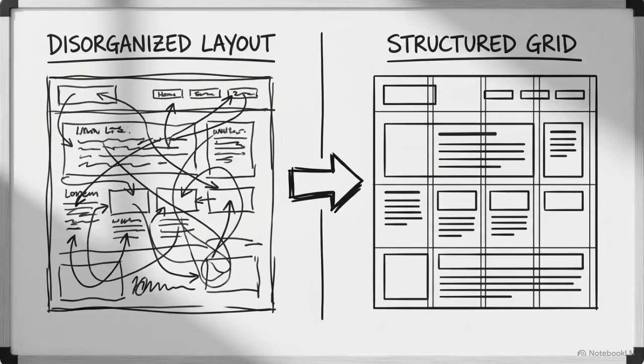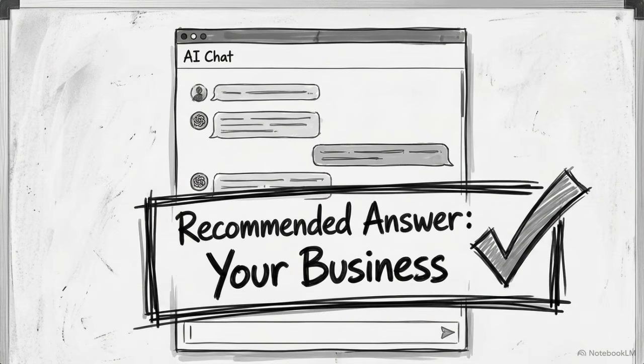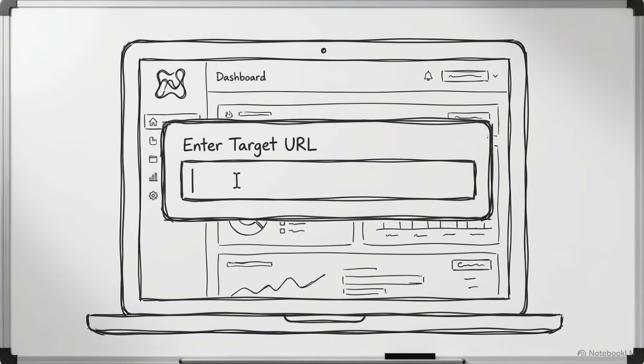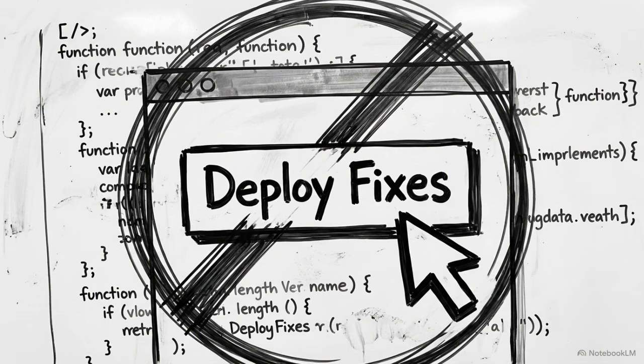By the end of this tutorial, you will know how to restructure a standard website so that models like ChatGPT and Perplexity cite it as a primary answer. To execute this process, you only need an active SerpSling AI account and a target URL. The system is designed to handle the technical requirements, so zero coding is necessary.